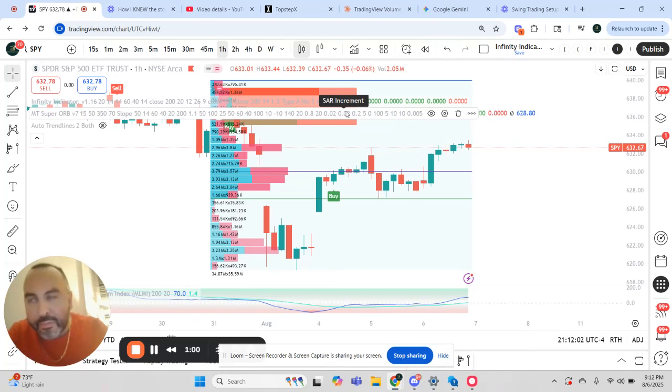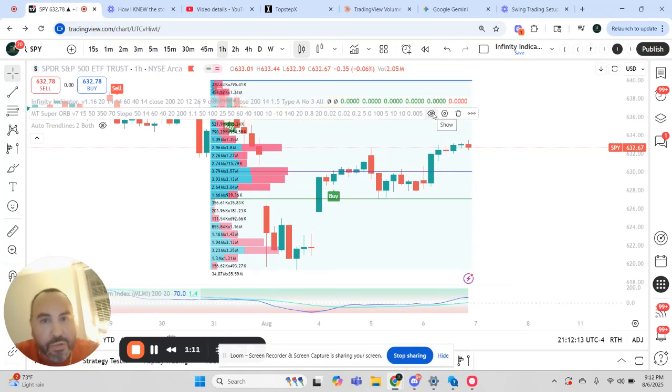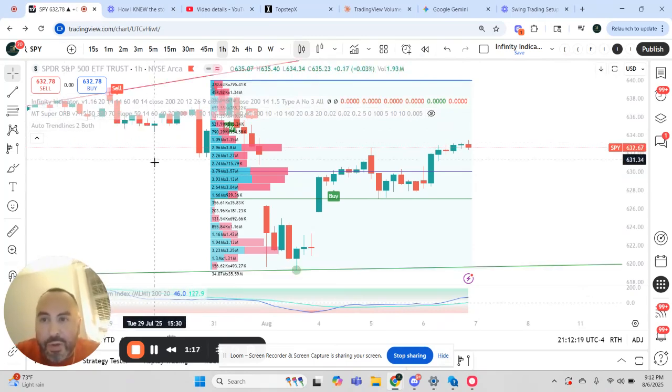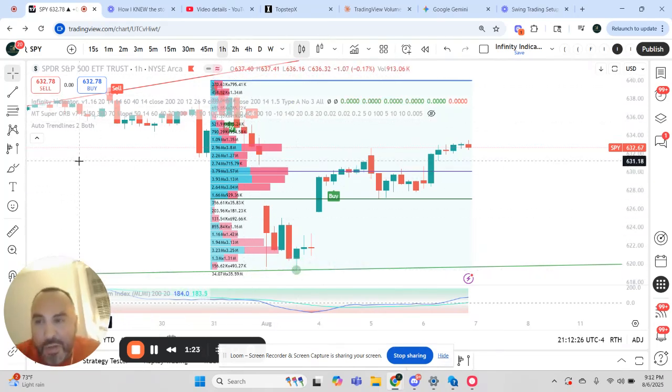But, you know, I'm coding it in. It's a process. Now you don't have to use that. If you have free TradingView, you don't have to use that. And another one I like is the auto trend lines. And as you can see here, we bounced nicely off these trend lines.